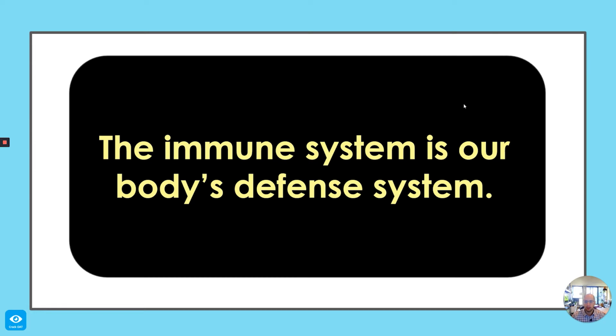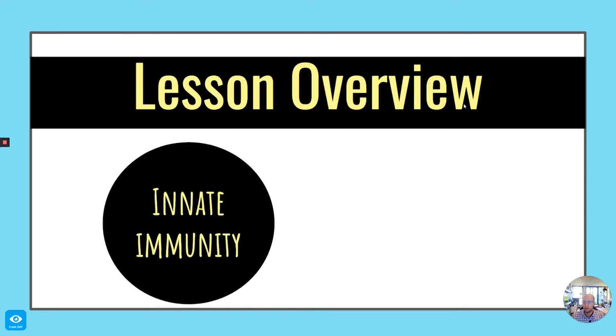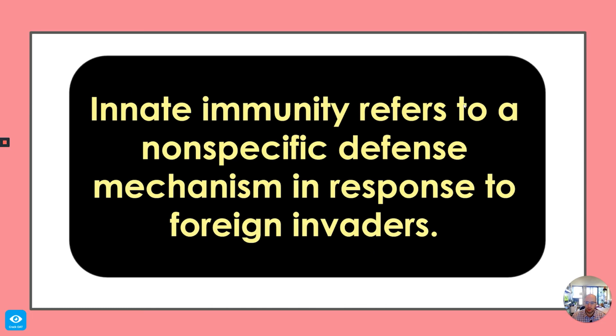The immune system is our body's natural defense system, and we're going to be talking about how it helps protect you. Here's our lesson overview for the video. First, we're going to be talking about innate immunity. Next, we're going to be talking about adaptive immunity. So let's talk about innate immunity.